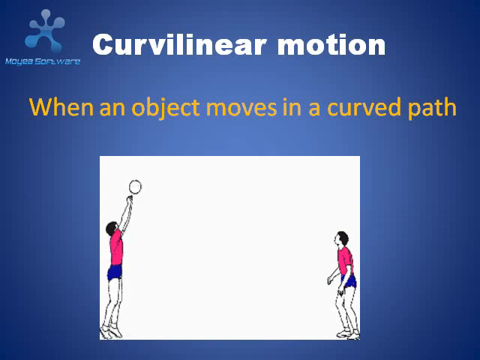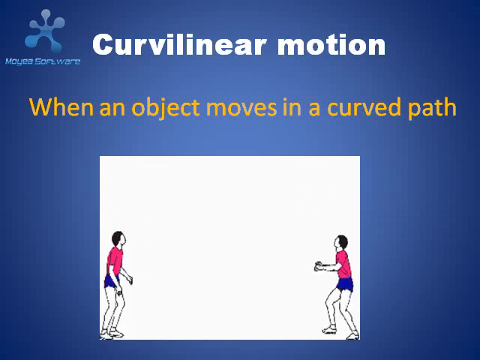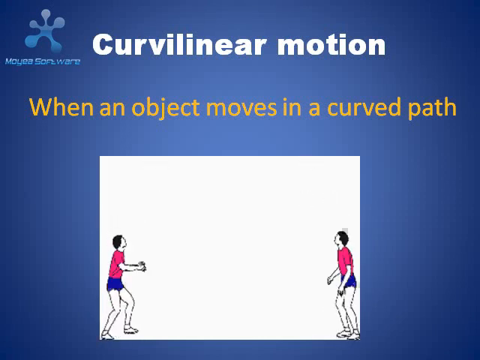Curvilinear motion. When an object moves in a curved path, it is known as curvilinear motion. Now, look at these two boys playing the game of volleyball. Only observe the ball. What is the path that the ball is taking? Yes, that's right. It's in a curved path.